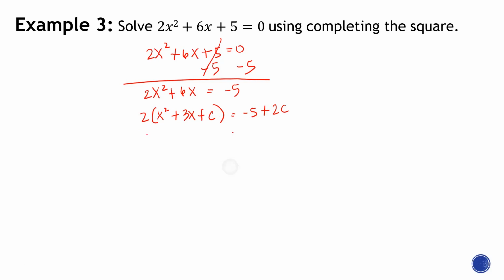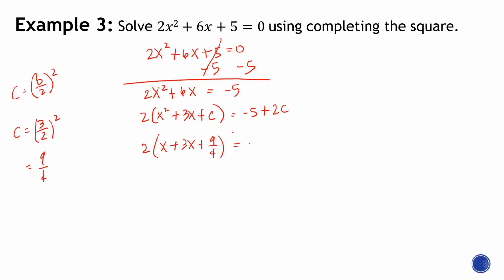Okay, so let's solve for c. So 3 over 2 squared, right? C is b over 2 squared. So this is 9 over 4. So 2 times x squared plus 3x plus 9 over 4 equals negative 5 plus 2 times 9 over 4.